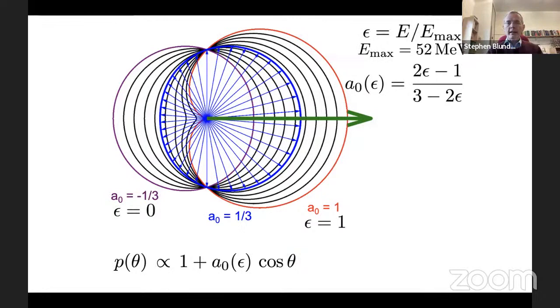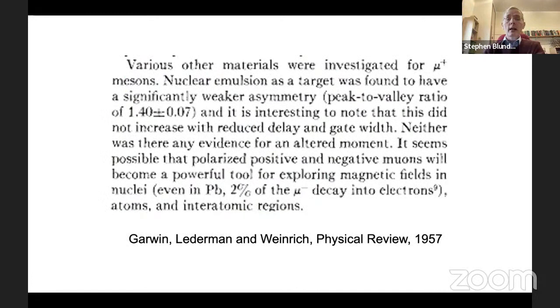I should just first of all say that in the paper in 1957, they said it seems possible that polarized positive muons will become a powerful tool for exploring magnetic fields in atoms and interatomic regions. So in 1957, they predicted that this technique could be important for exploring magnetic fields. And I'll explain how that works now.